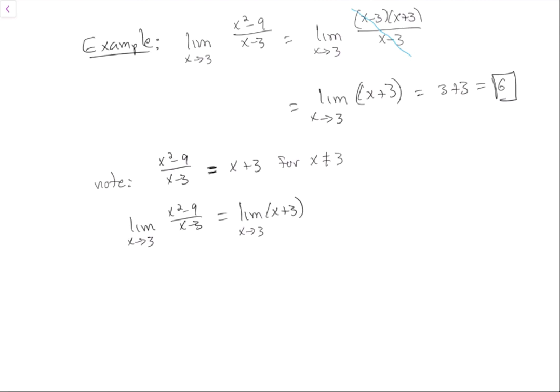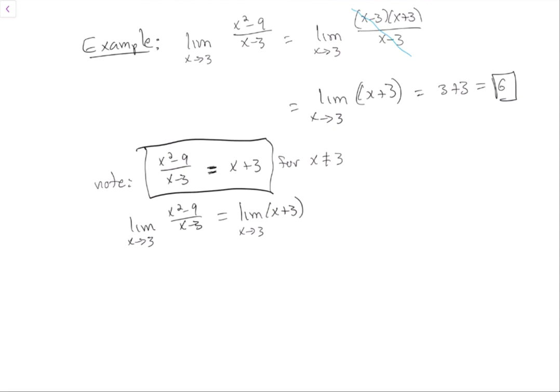And so, think about this for a moment. A limit is we're getting close to 3. We're never actually getting to x equals 3. So these two expressions are not equal to each other when x equals 3. But when we're close to x equals 3, right, as we approach 3, those two things are equal to each other. So that's why we can say those limits are equivalent.